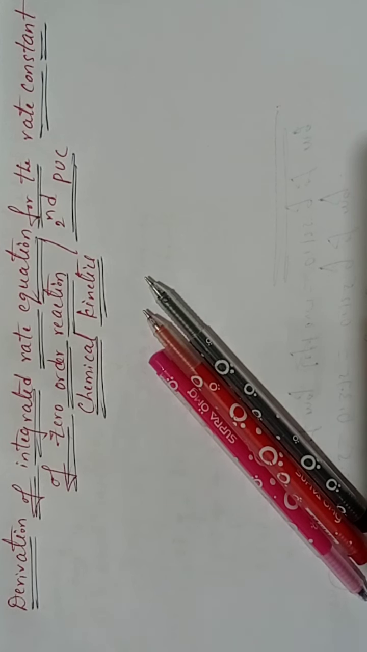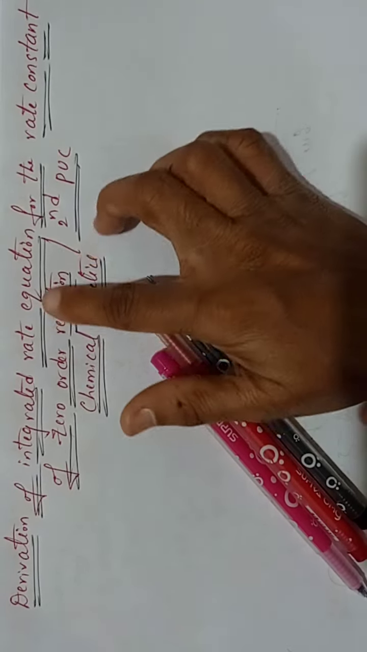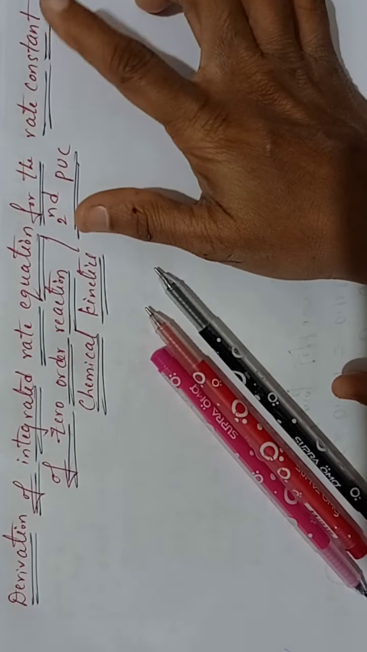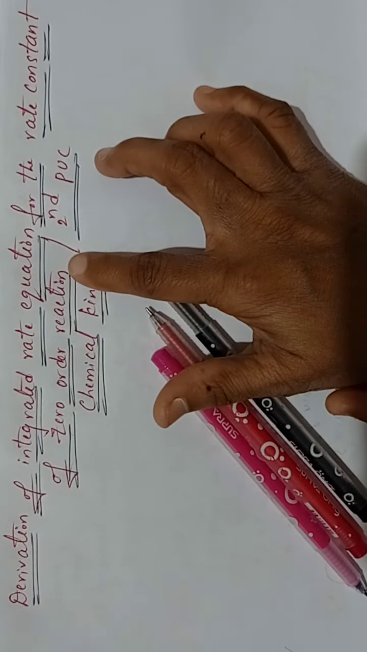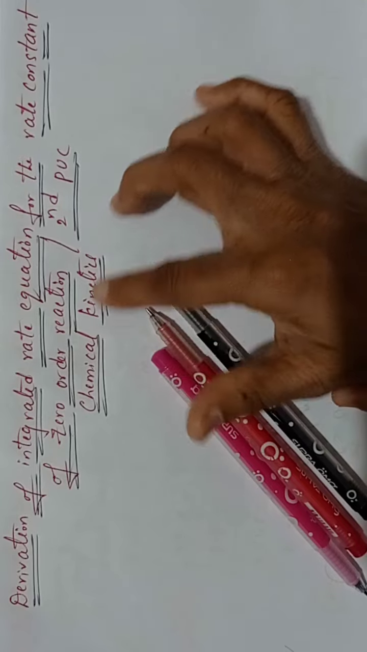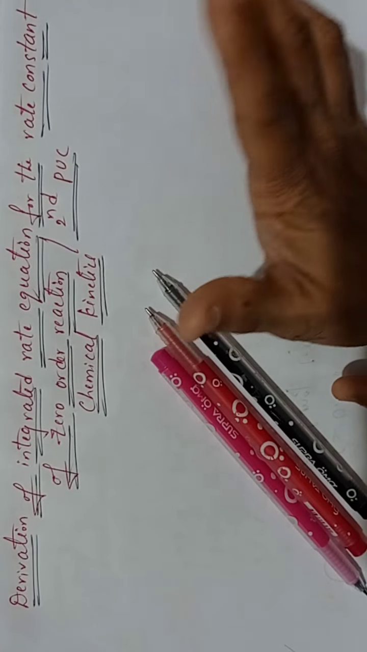In today's section I am going to discuss the derivation of the integrated rate equation for the rate constant of a zero order reaction. This topic is from the chemical kinetics lesson, 2nd PUC.